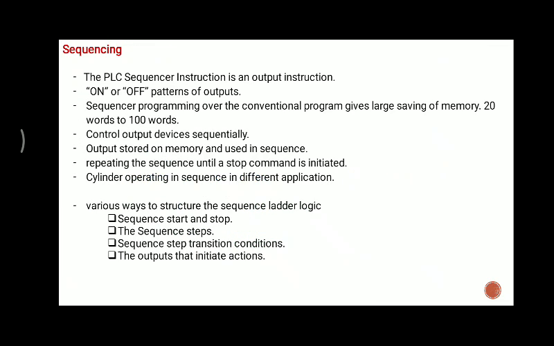Now another topic is sequencing. The PLC sequencer instruction is an output instruction. Suppose there are a number of inputs and outputs, and whatever output we require from that particular application, we need in a sequence. Suppose in a lobby we need to turn on lights one by one, light number 1, light number 2, 3, 4, 5, 6, like that. That is what sequencing. So for that purpose, sequencing is very important.